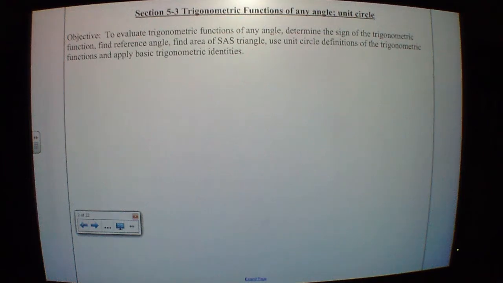Section 5.3, trigonometric functions. We're going to evaluate trig functions of any angle. We're going to find the sign, positive or negative, of the trig function. We're going to find reference angles. We're going to use unit circle definitions of the trig functions and apply basic trigonometric identities.